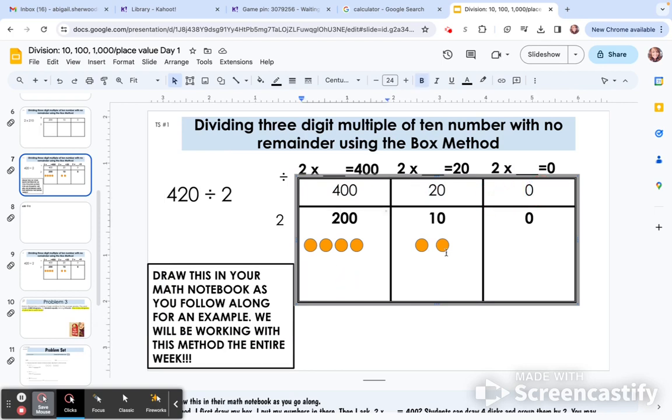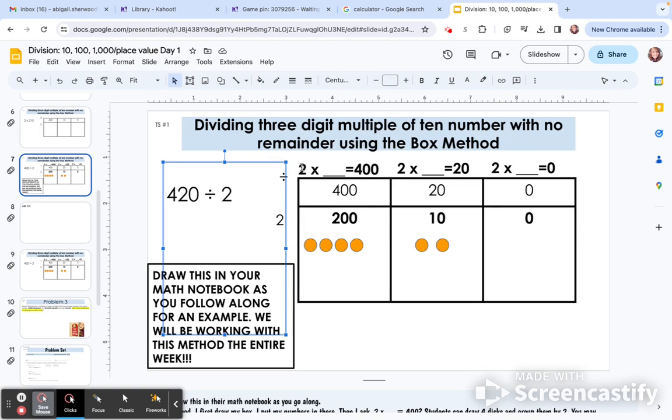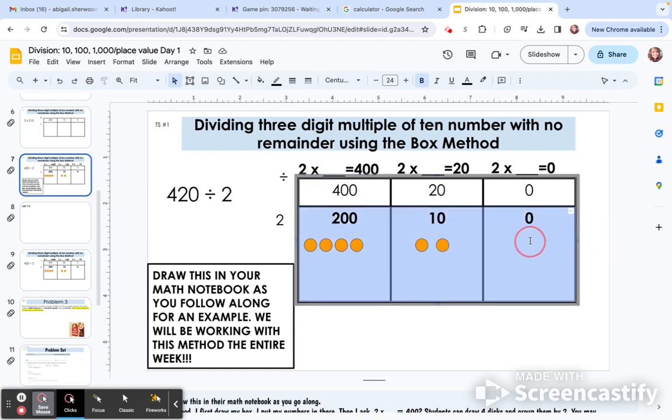And down below, I also made discs to help you. Each one of these discs that are in the hundreds place represents 100. Each one of these discs in the tens place represents a 10, and any disc in the ones would represent a 1. Now, when I'm dividing, the first thing I do is put my dividend inside, and up here will be where my quotient will be, inside these boxes.